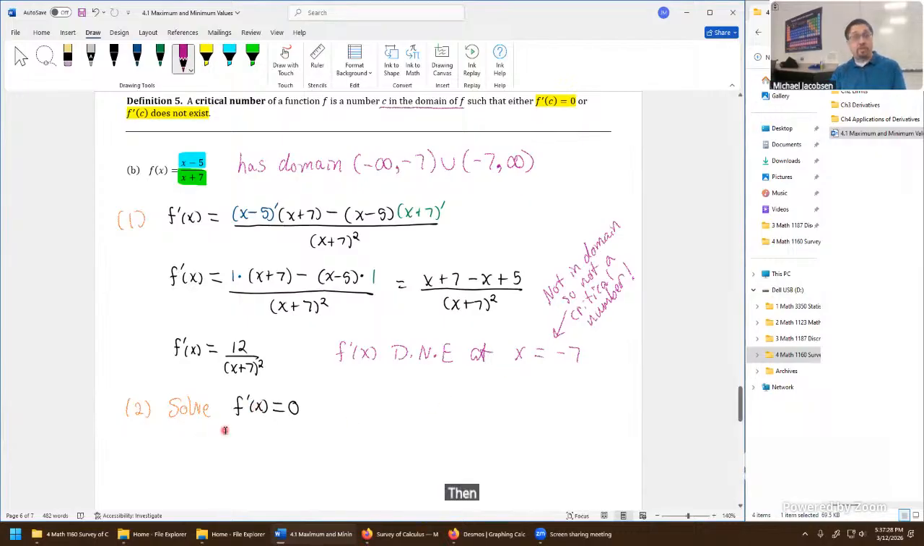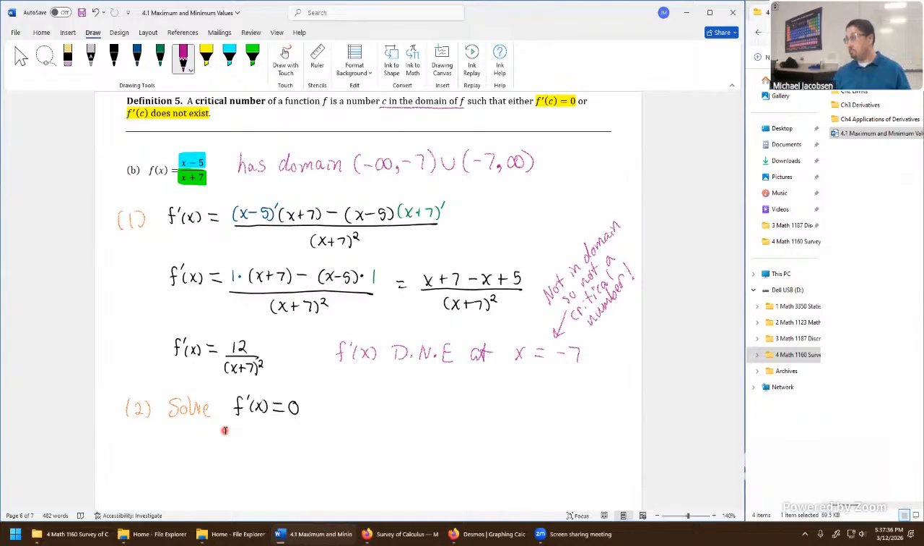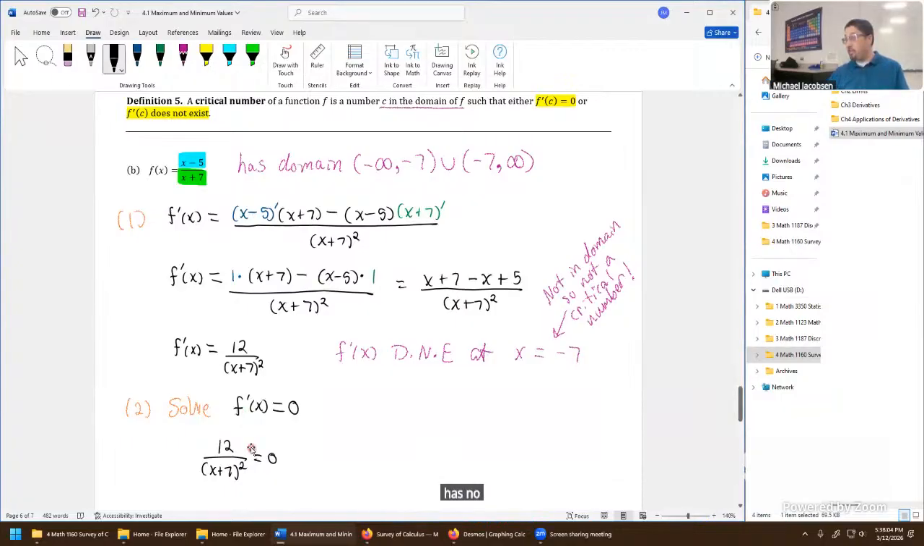Then it takes us back to the equation solving, but any questions or comments so far with it? Okay, well, here's the next weird concept about this. When we go to solve f prime of x equals 0, we'll always make a substitution right here with what our derivative was, 12 over x plus 7 squared equals 0. But then this automatically, on paper, the way it looks, has no solution whatsoever.